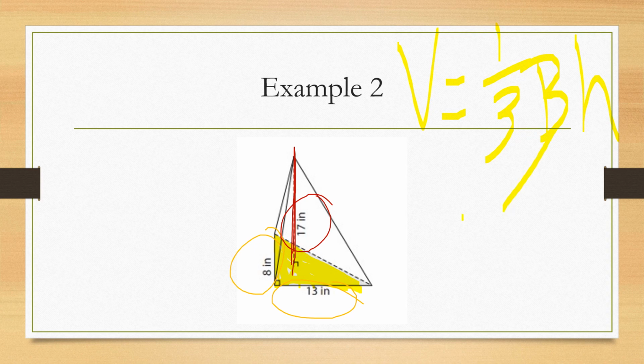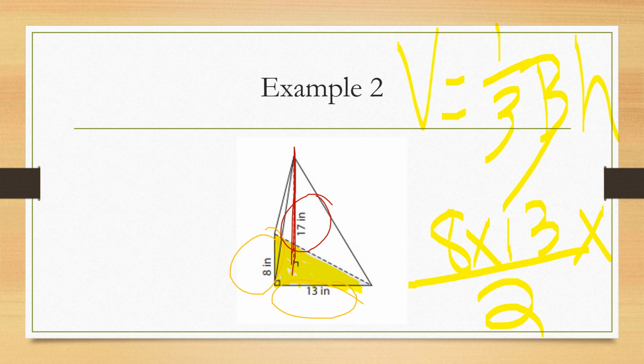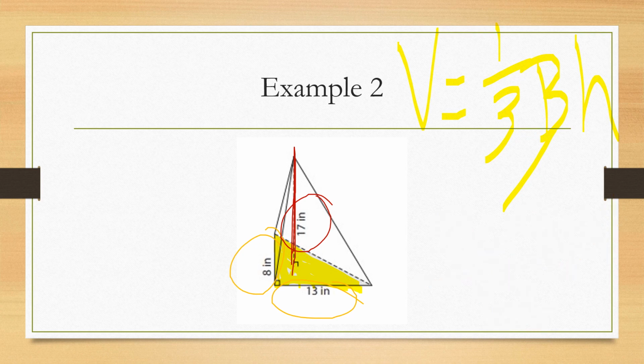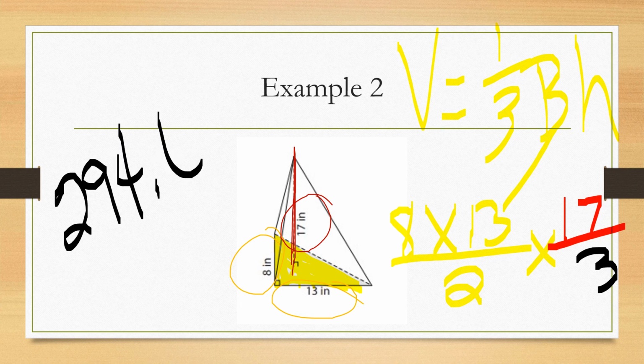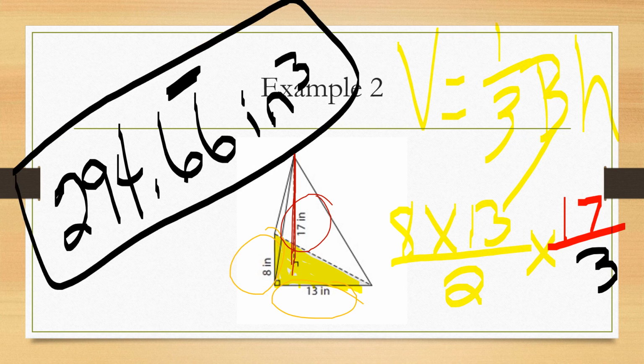So I'm going to use here 8 times 13, which gets divided by 2 because it's a triangle, times 17 divided by 3. And I wrote too big, so hold on, I'm going to have to erase real quick and rewrite a little bit further over. So it would have been 8 times 13 divided by 2 times the height, which is 17, and then divided by the 3 from the 1/3. Okay, and we do all of that, and we get 294.6666, so we're just going to write 294.66 with a repeating line, and this would be inches cubed. Alright, so that would be the answer.